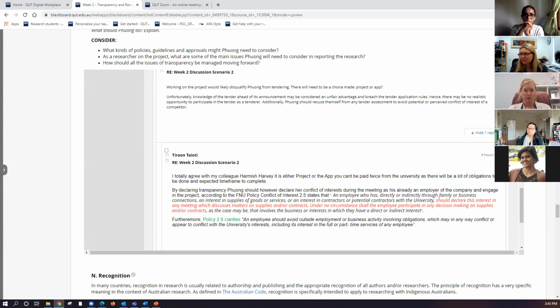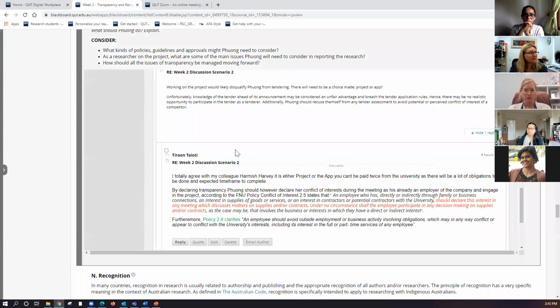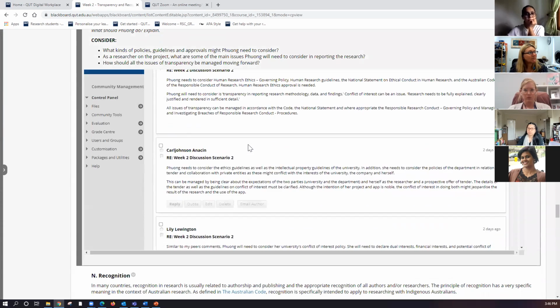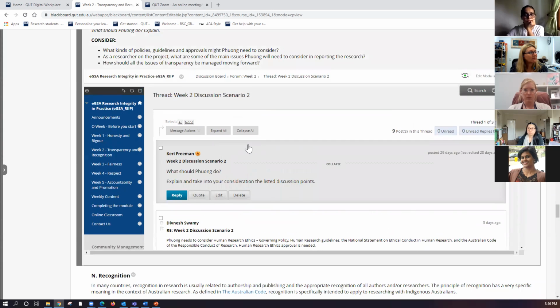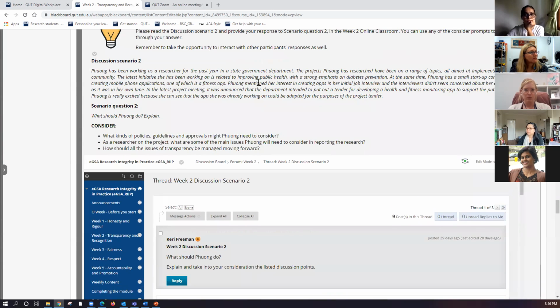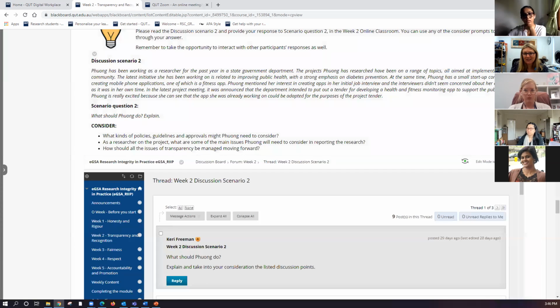Anybody? So clearly she put the tender in, having organised and developed the app. But yeah, I just thought because she was working with the government, the conflict of interest would be too much. Did anybody have a comment to make about that?